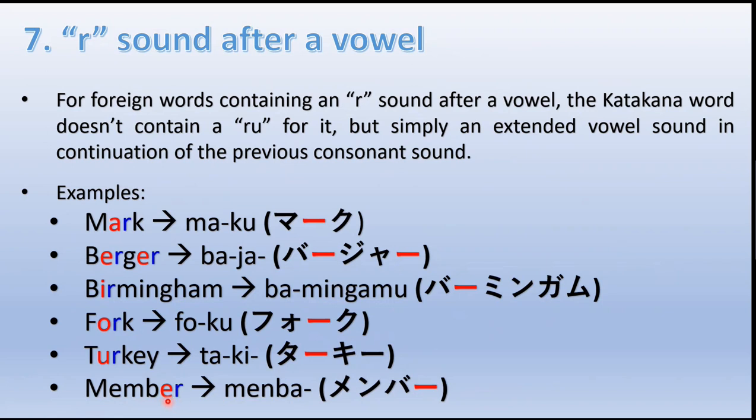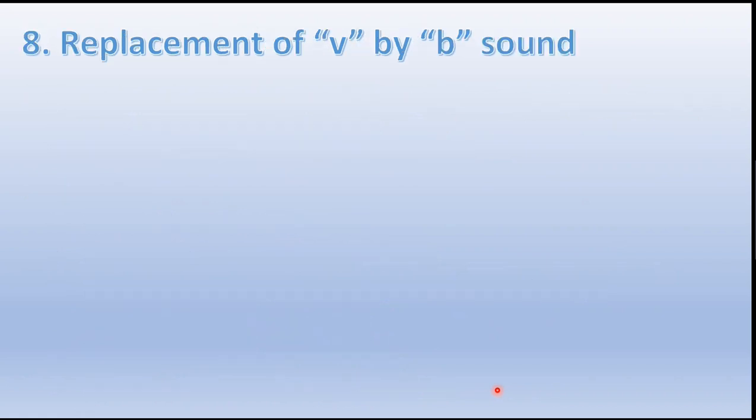This is another good example where at the end we have ER. E is followed by this R sound. So R will not be written. It is membaa. So this is a very, very important rule. And you will find this kind of application in most of the words, especially in English words.